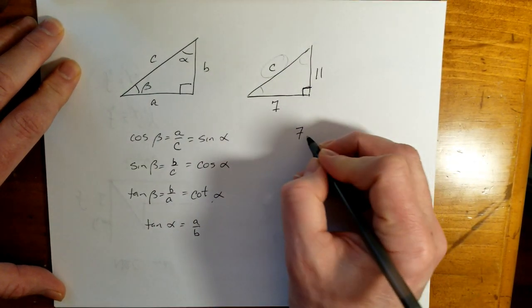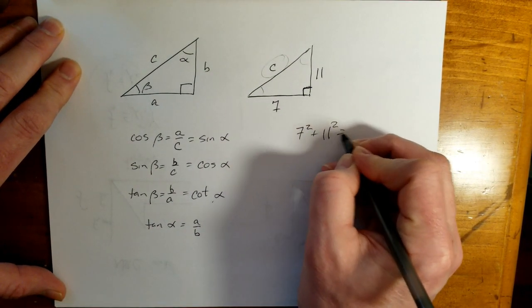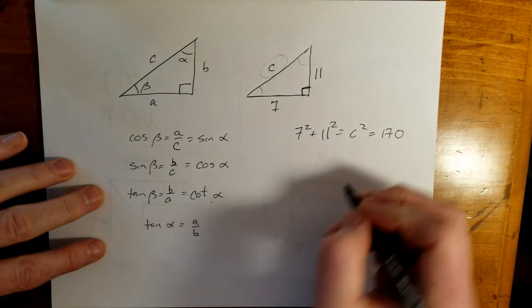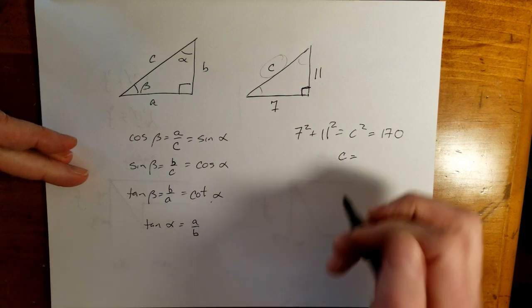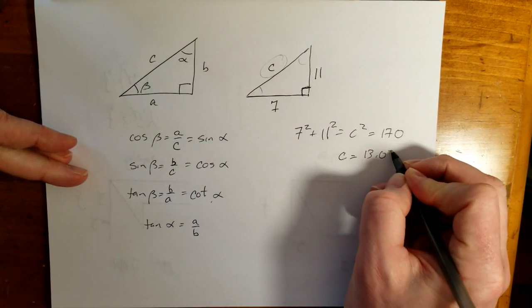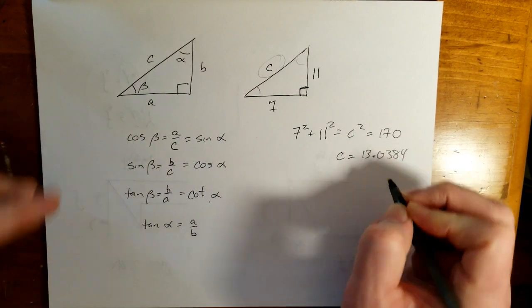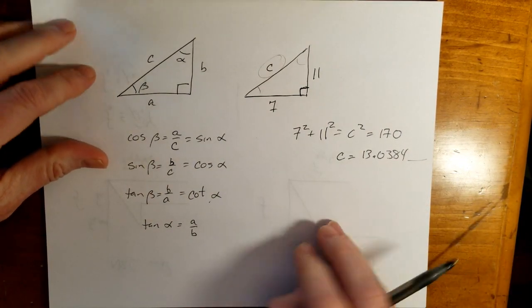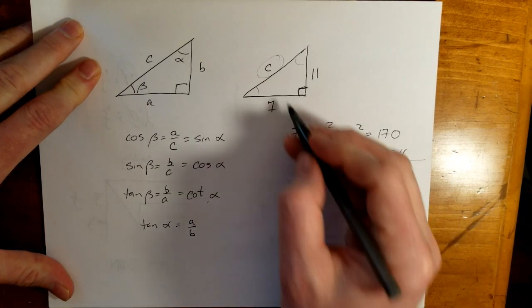So if I label that as C, 7 squared plus 11 squared equals C squared. So this is equal to 170. And so C is equal to 13.0384. I'm not worrying about significant digits at the moment. And so on. So I know what the hypotenuse is.